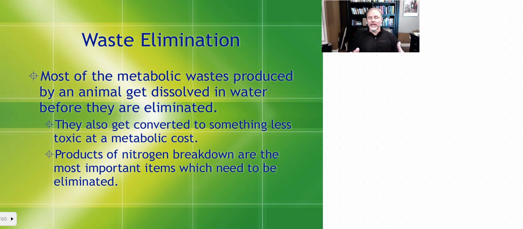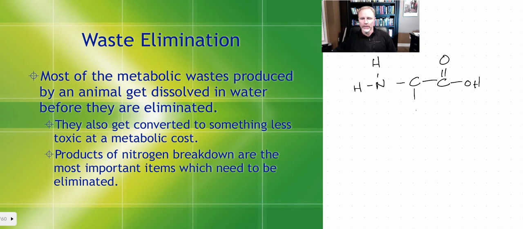So the products of the nitrogen breakdown, for instance, are the important types of items that we want to eliminate. If you think back to when we discussed amino acids, you've got a carboxyl group attached to this central carbon atom, and then you've got an amino group attached to this central carbon atom that's got a hydrogen on it, and then the R group or the radical. And this amino group is where the nitrogen is coming from, and that's what's going to produce the toxic compound that we're going to want to get rid of in the form of urea or something like that. This is the thing that needs to get broken down.